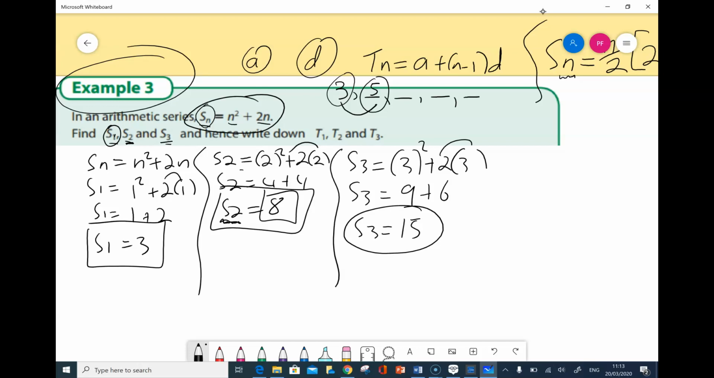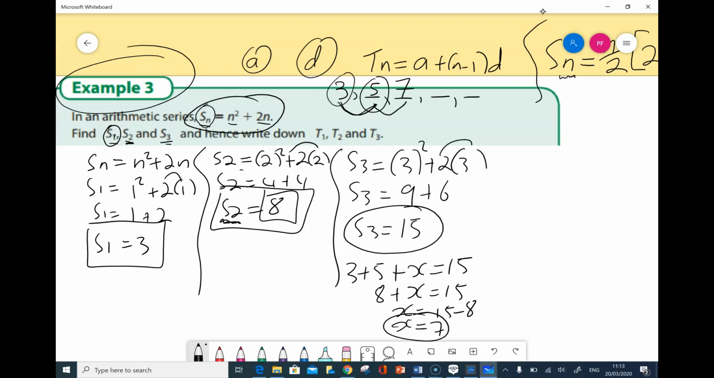So 3 plus 5 plus the third term must be 15. Now it's getting a little complicated, so let's call this third term x. 3 plus 5 plus x must be 15. So 3 plus 5 is 8, plus x must be 15. 8 comes over and becomes a minus, and 15 minus 8 is 7. So our next term must be 7. Let's just check: 3 plus 5 is 8, plus 7 is 15. Excellent. We know the first three terms add up to 15.